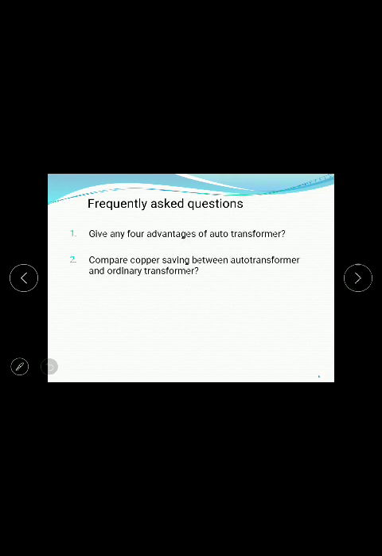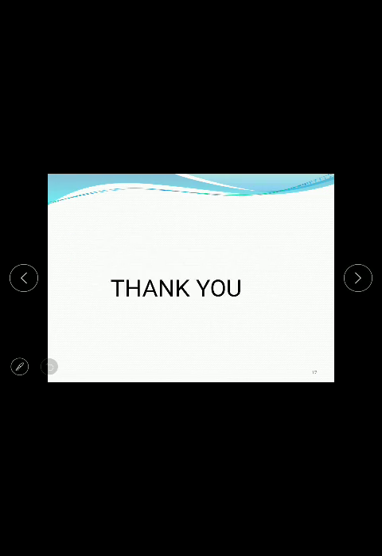The frequently asked questions: give any 4 advantages of an auto transformer. Compare copper saving between auto transformer and ordinary transformer. Write 4 applications of auto transformers. Thank you.